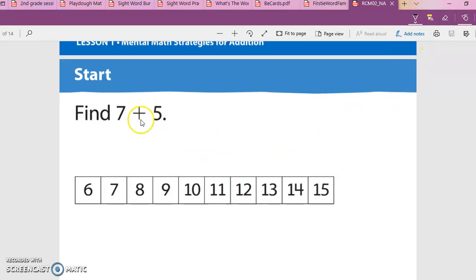Okay, so on the number path, we're going to start with the bigger number. What number is bigger, 7 or 5? 7's bigger, right? So we're going to start with 7, and then we're going to count on 5. 7, 1, 2, 3, 4, 5. 7 plus 5 is 12. Is that what you got?